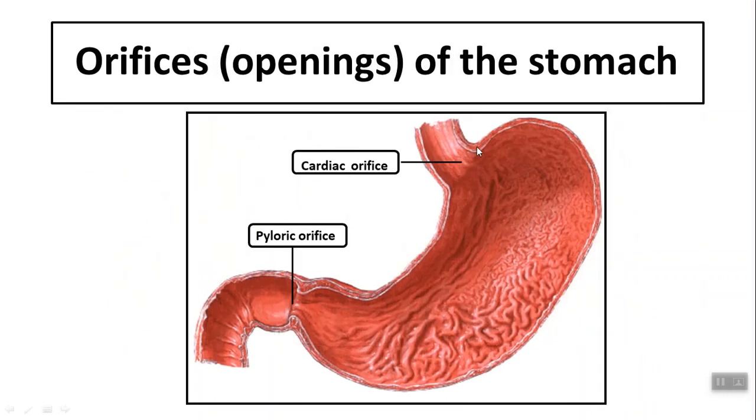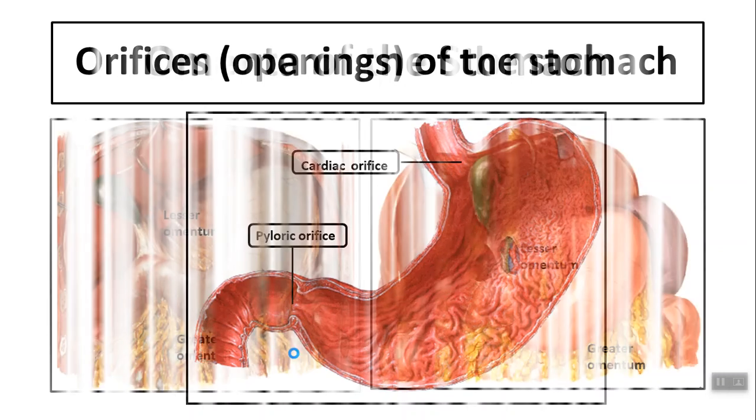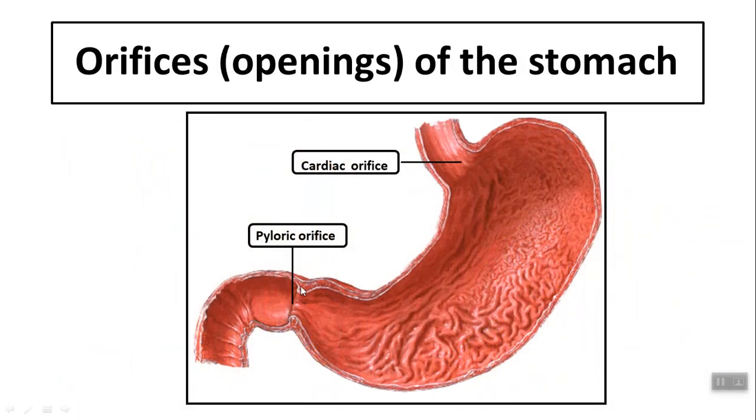What are the orifices or the openings of the stomach? We have a proximal and distal opening, or upper and lower opening. The upper one is called the cardiac orifice, and the lower one is called the pyloric orifice. The pyloric orifice is guarded by an anatomical sphincter, the pyloric sphincter. Here we have a thickening in the circular muscle layer that forms this sphincter, which controls the rate of the passage of food from the stomach to the small intestine.